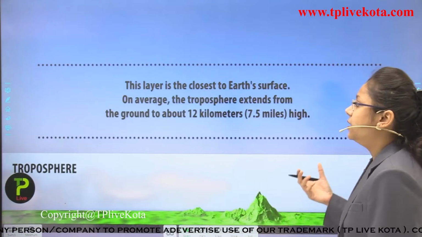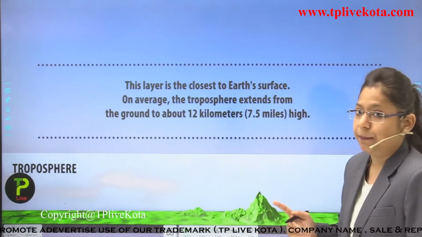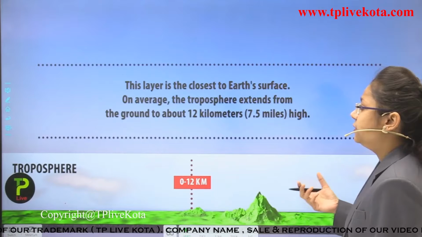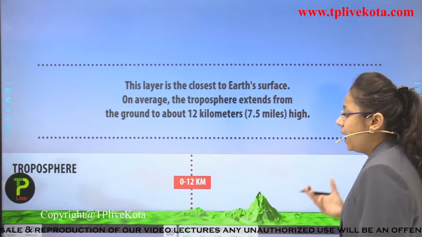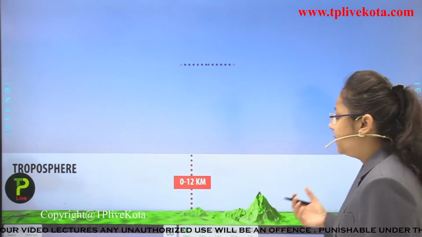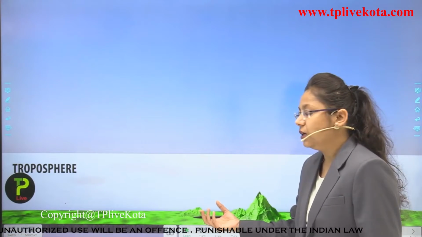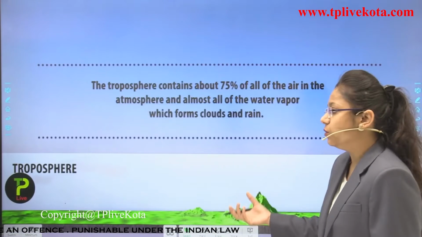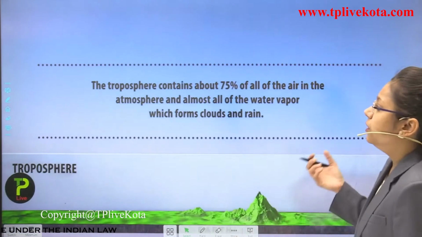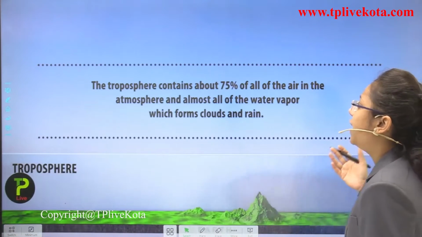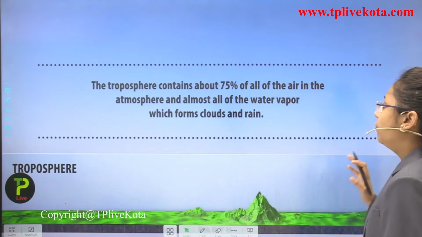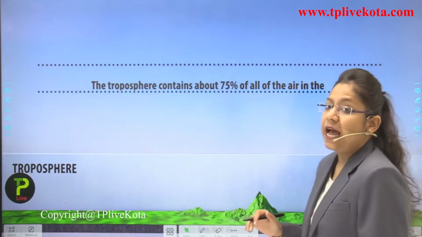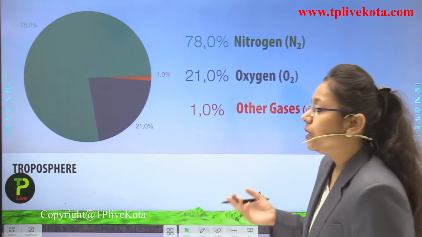This layer is the closest to Earth's surface. Remember, on average, the troposphere extends from the ground to about 12 kilometers, that is 7.5 miles high. Okay, so we can say that the layer of the Earth's atmosphere is only 12 kilometers above. The troposphere contains about 75% of all the air in the atmosphere and almost all the water vapor which forms the cloud and the rain. So you can say that rain comes from the troposphere layer.